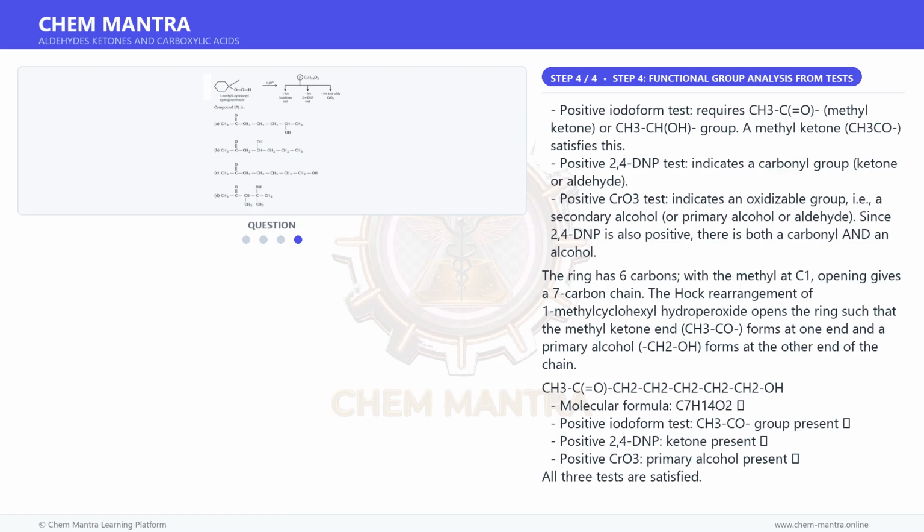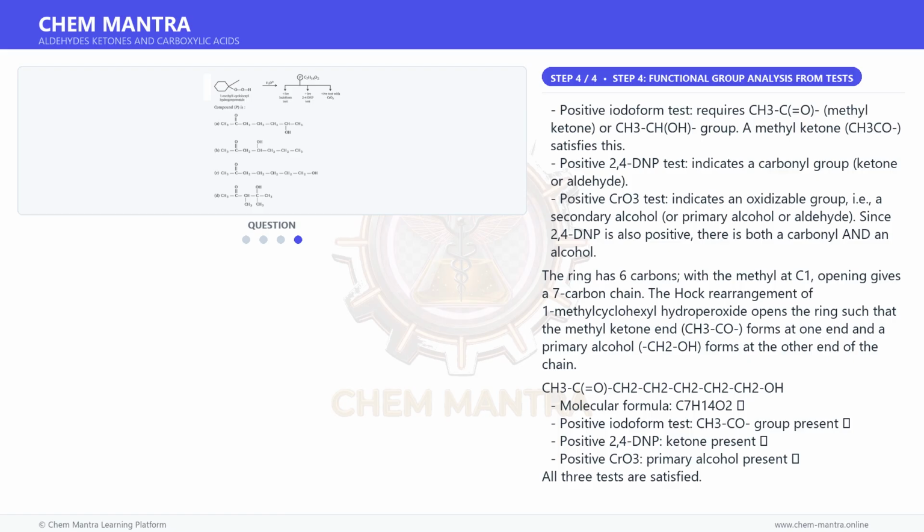Molecular formula C7H14O2. Positive iodoform test: CH3CO group present. Positive 2,4-DNP: ketone present. Positive CrO3: primary alcohol present. All 3 tests are satisfied.